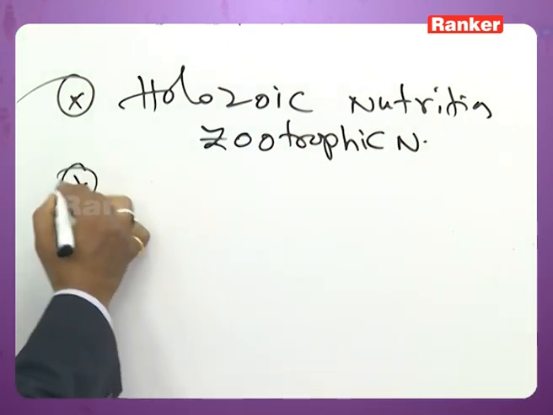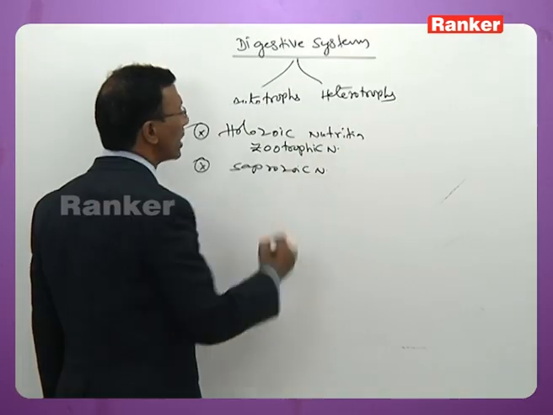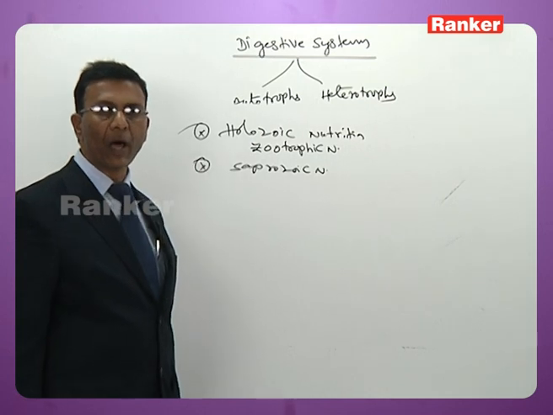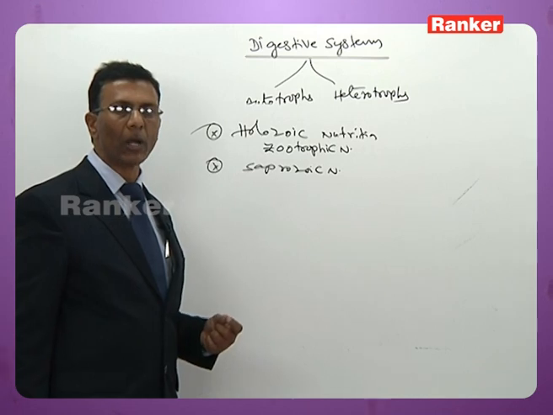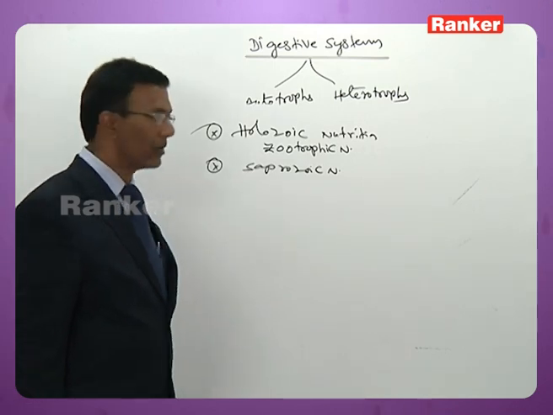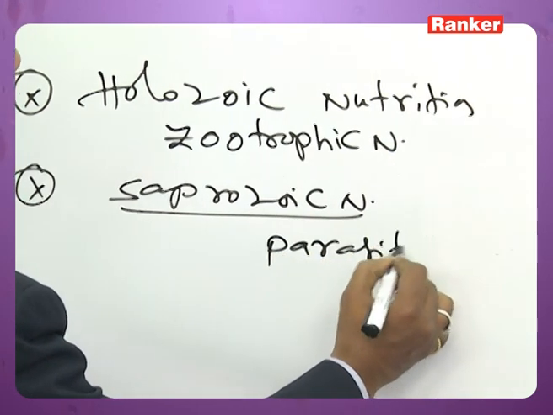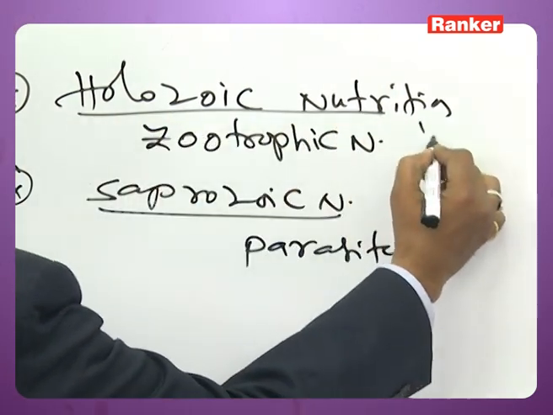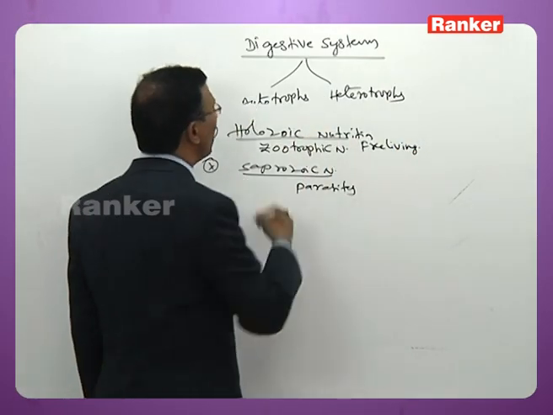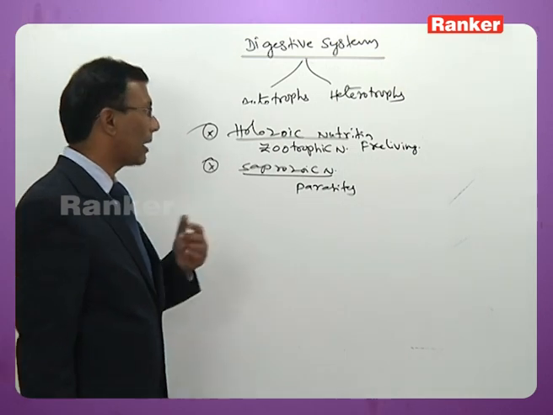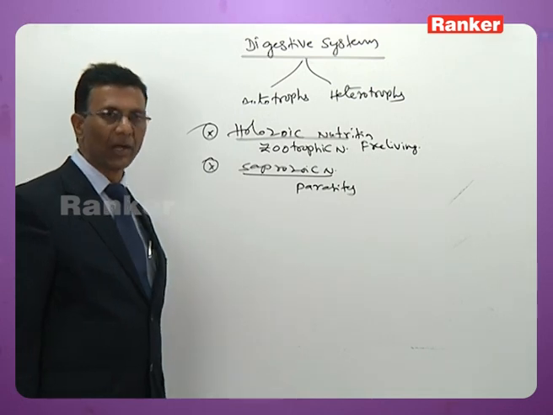The next you have another one, saprozoic nutrition. Saprozoic nutrition, the organisms which feed on liquid organic matter. They mostly take that liquid organic matter through the outer body wall by diffusion. Most of the parasites consume food by the saprozoic method. Most of the free living organisms consume food by the holozoic method. Even human beings come under the holozoic method because the staple food for the human body is solid food.